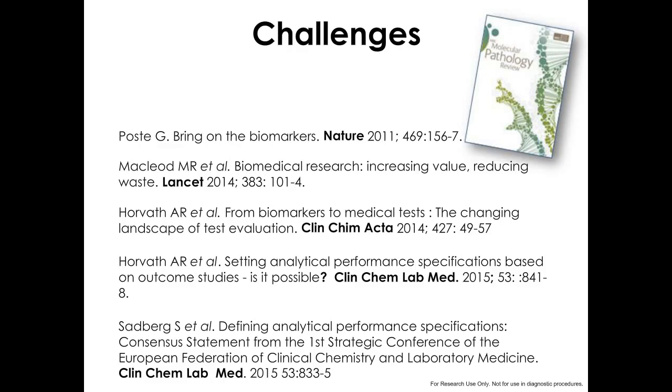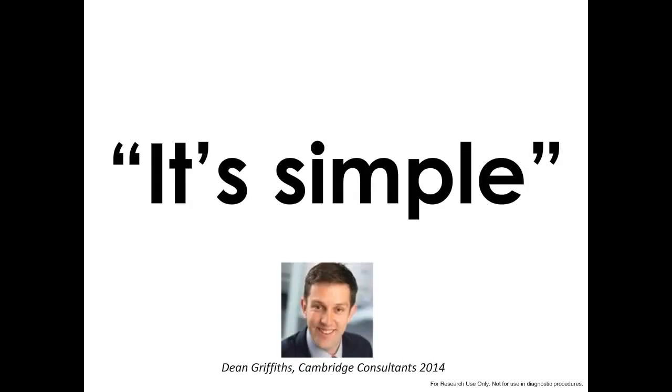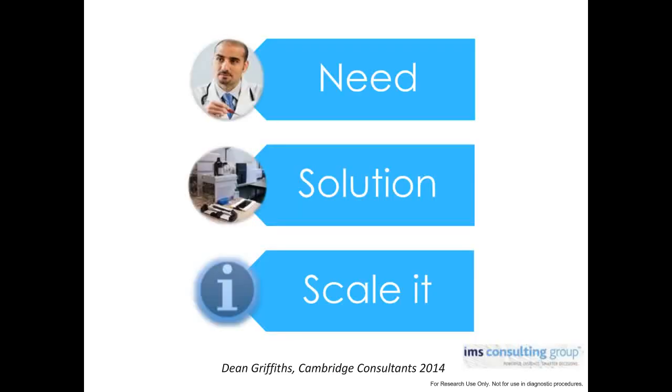So you can imagine my surprise a few years ago when at a biomarker meeting, a young bright-eyed consultant, Dean Griffiths, said actually to get a biomarker to clinical utility is simple. He said all that you need to do is identify a need, find the solution, and then scale it. And of course, in those terms, it is very straightforward, and those are just the discrete steps that you need to go through. And I suppose back in 2014, when I first heard this, that got us thinking that what we really need to do is to begin the process at the end.